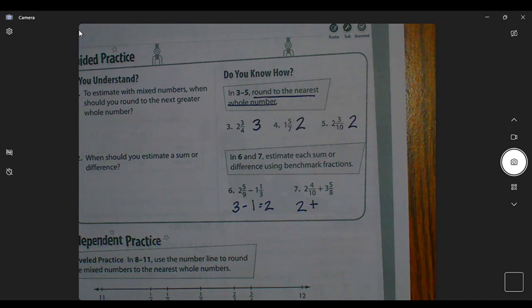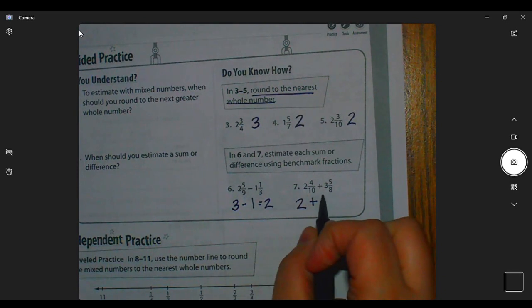Now, the next question I have to ask myself, if it's closest to 1/2, is it more than 1/2 or less than 1/2? You're right, it's more than 1/2. So, 3 and 5/8, will that round up to 4 or will it stay at 3? I would say 4 because 5/8 is more than 1/2. So 2 plus 4 equals 6.